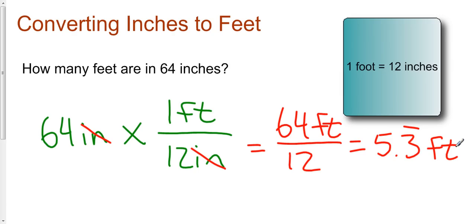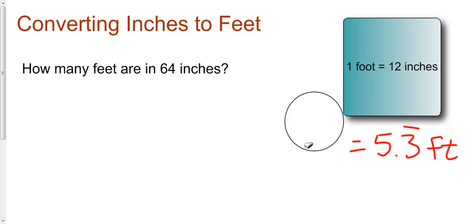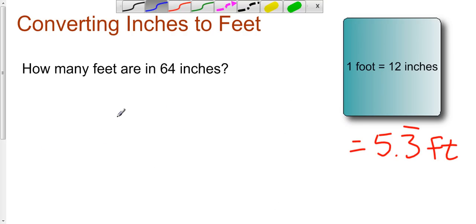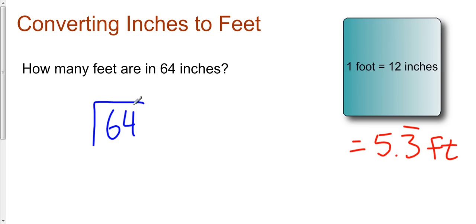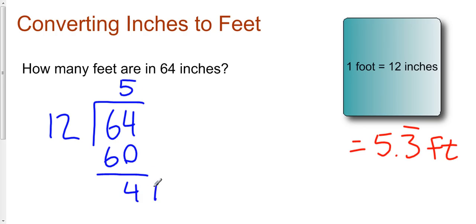Sometimes what we want is to know how many feet and then how many inches are left over. So we have an answer that's kind of like a mixed fraction, but not really. It's got feet and inches in it. So how do we go about figuring that out if I wanted feet and inches? Well, this 64 over 12, let's look at that. If I take 64 and divide it by 12, how many times is 12 going to go in evenly into 64? The answer here is 5. 5 times 12 is 60, and I'm left with 4 remaining. This remainder here is the remaining number of inches.